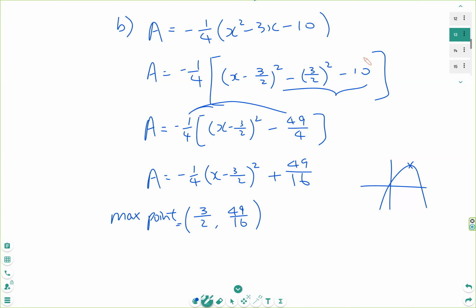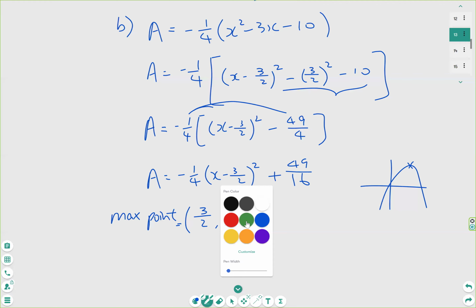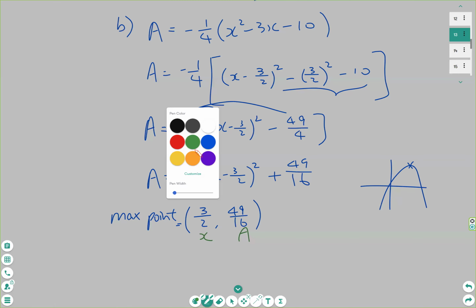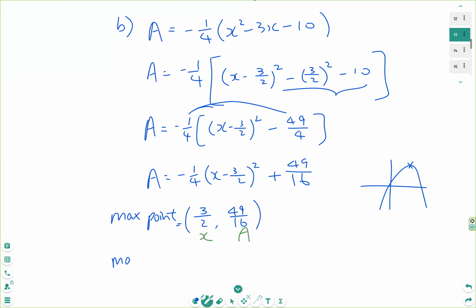Now, how do we know which one's x and which one's A? Well, we know in this coordinate x minus, so that has to be the x value. And because there's no y value, we talk about A in here, so that's the A. So the max A value equals 49 over 16 when x equals 3 over 2, which I wrote as 1.5 in the answer, whichever way. All right, and that's the end of the lesson.